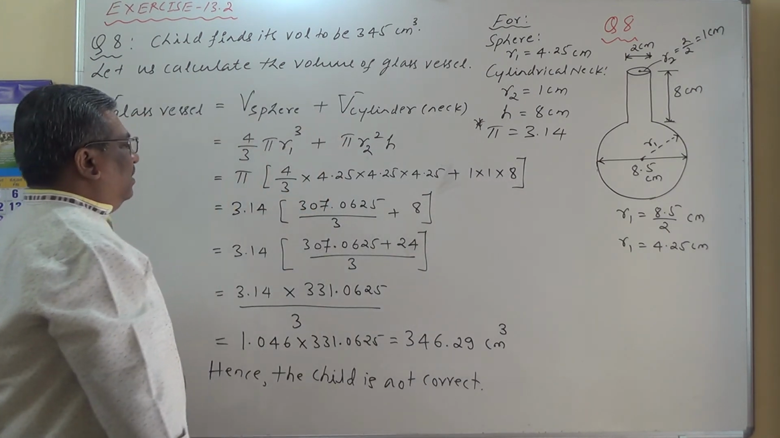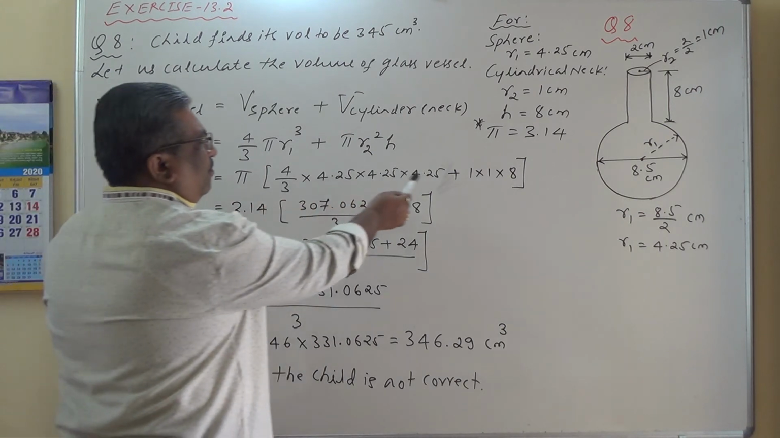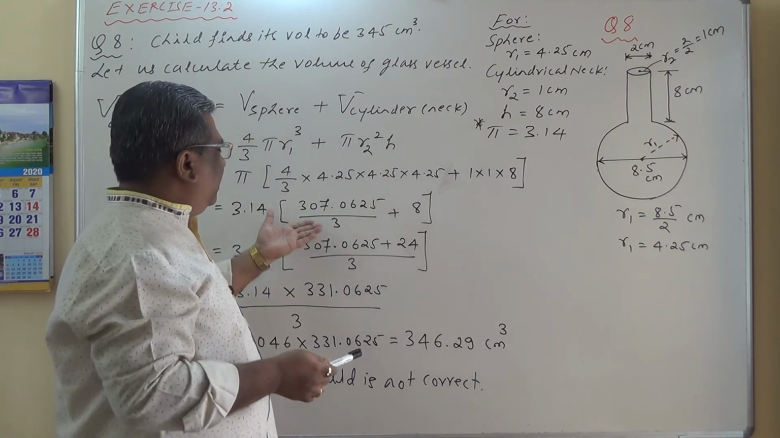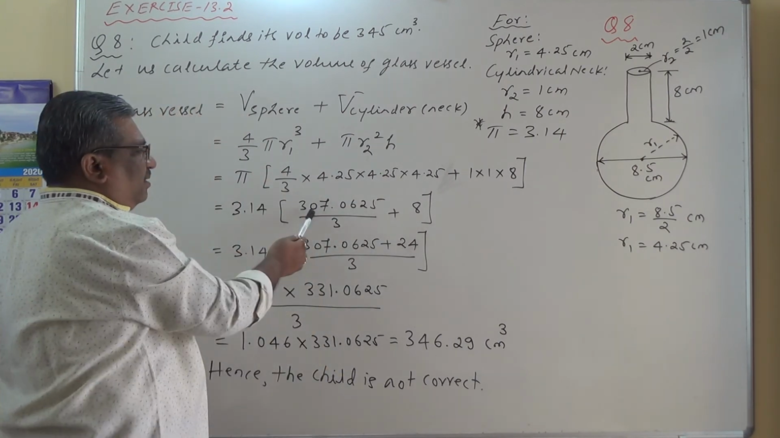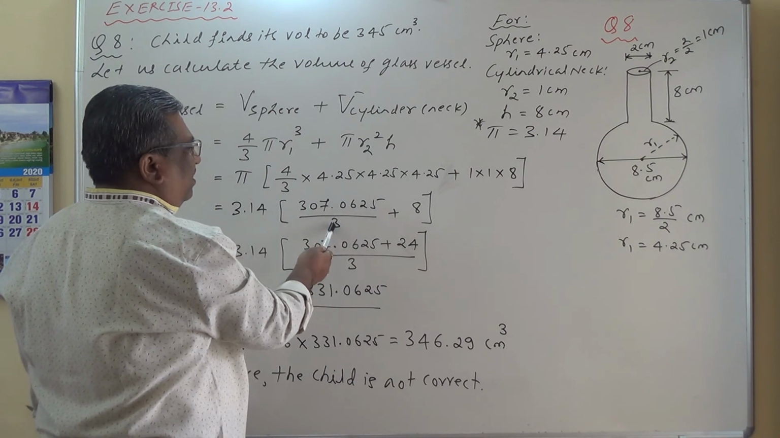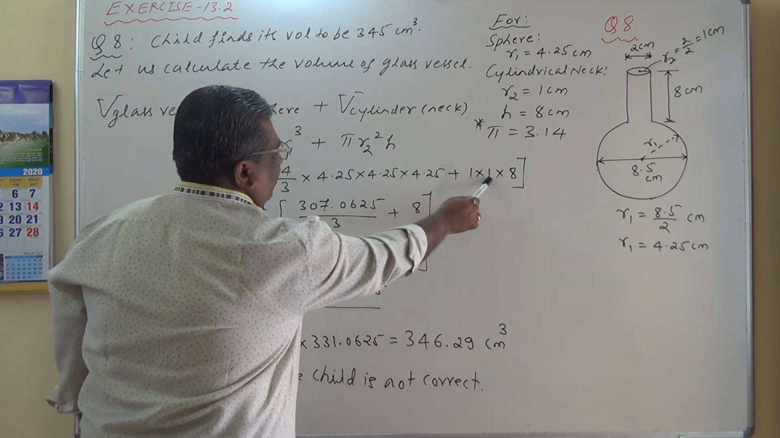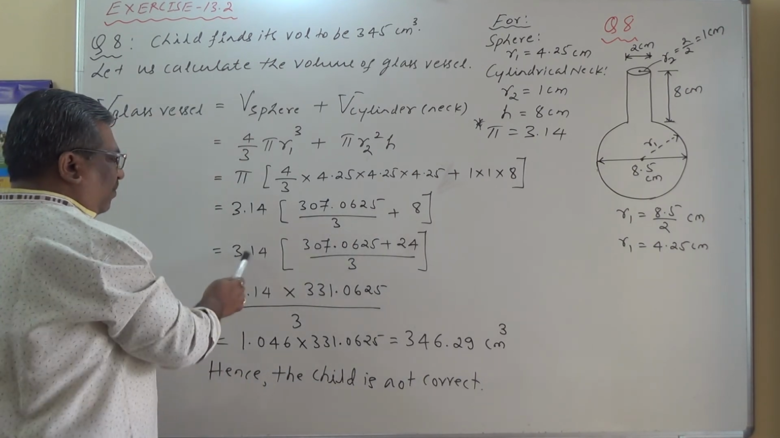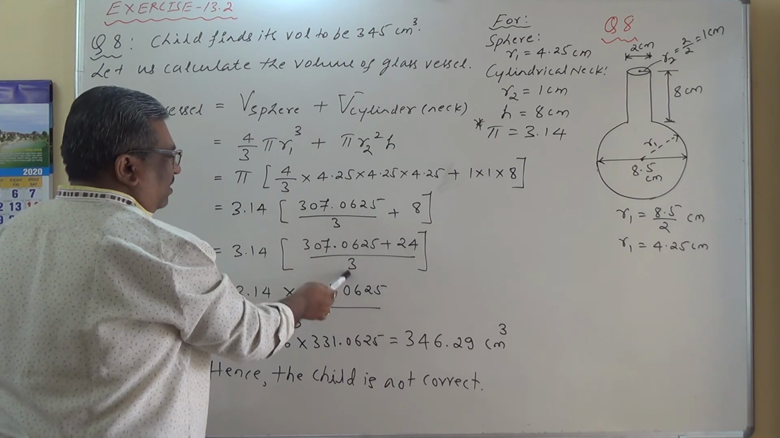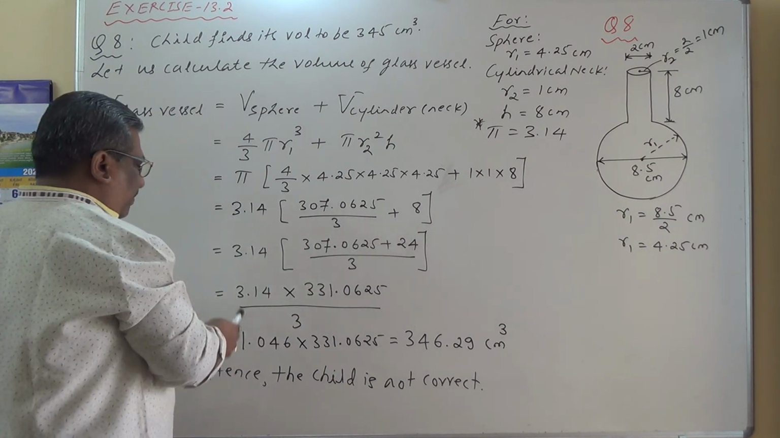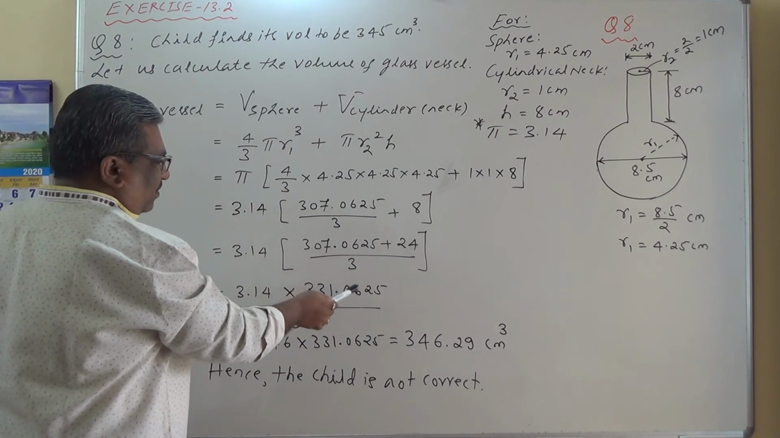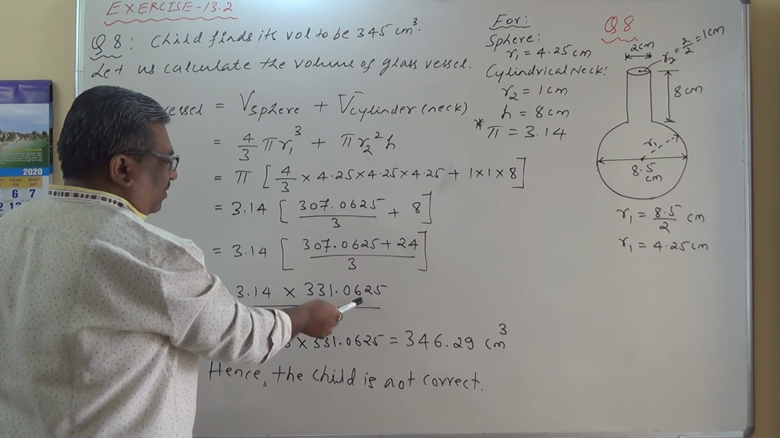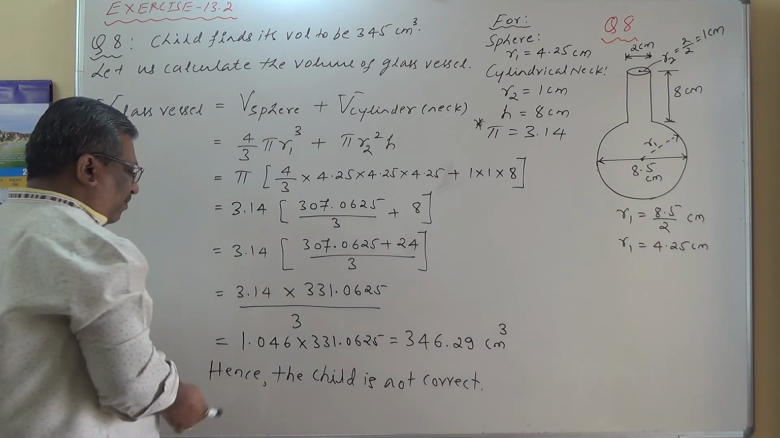Correct. Now this is 3.14. No way we can simplify it. You just multiply all these things and keep it. So here you get 307.0625 by 3, this part, plus 1 into 1 into 8 is 8. Now once again I can take LCM. Next step is LCM. 3.14 into LCM is 3. So this part plus 24. Now this is 3.14 into 331.0625. This is 307 plus 24 gives me 331.0625. The whole divided by 3 will be there.